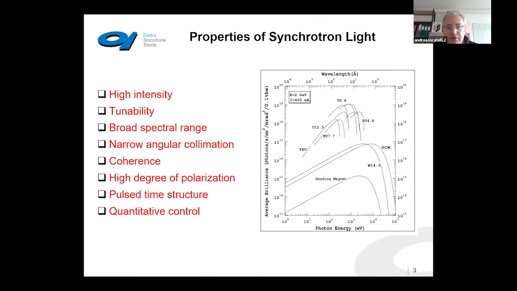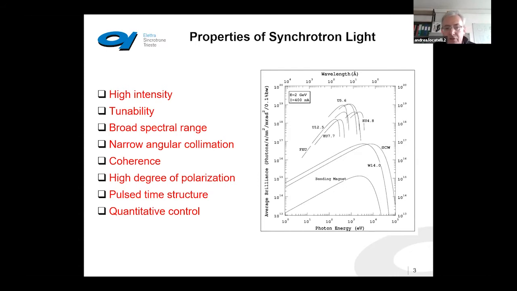The other very useful property is that it allows a narrow angular collimation, which means that you can build a smart optical system to deliver the radiation to your sample. It is coherent, which is very important in microscopy applications. It has a high degree of polarization, meaning that you can control the polarization in the plane of the orbit. Perpendicular to the plane of orbit, you can have it circularly polarized, left or right-handed.